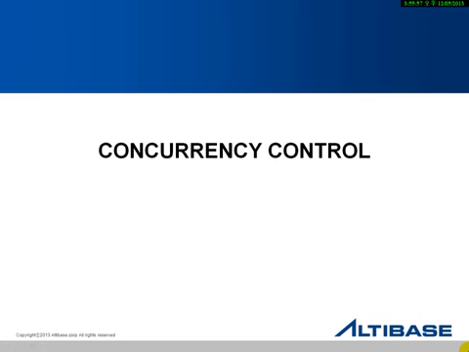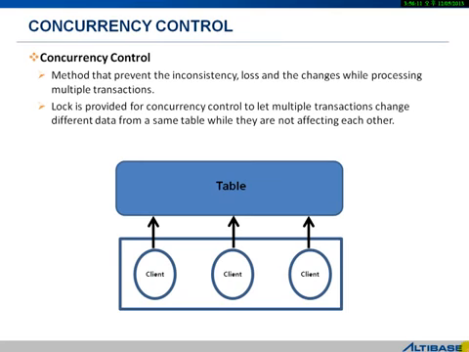Today we're going to talk about the topic called what is MVCC, which basically means how Altibase HDB does concurrency control. It's a method that prevents the inconsistency and loss of changes while processing multiple transactions. So that's the definition of concurrency control.